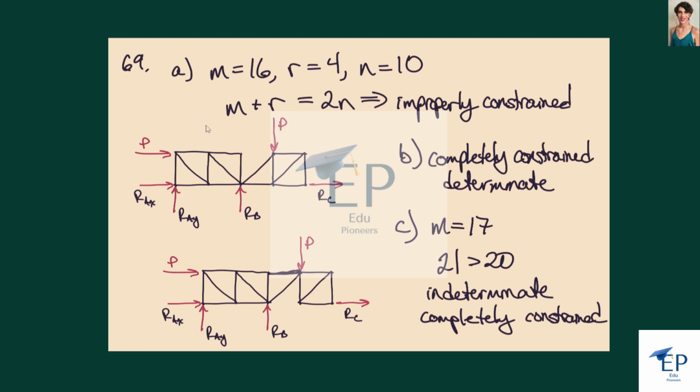And in the final case, we actually have a member here, so we wind up with 17 members, and so m plus r is 21, and that's greater than 20. So this one is indeterminate and completely constrained.